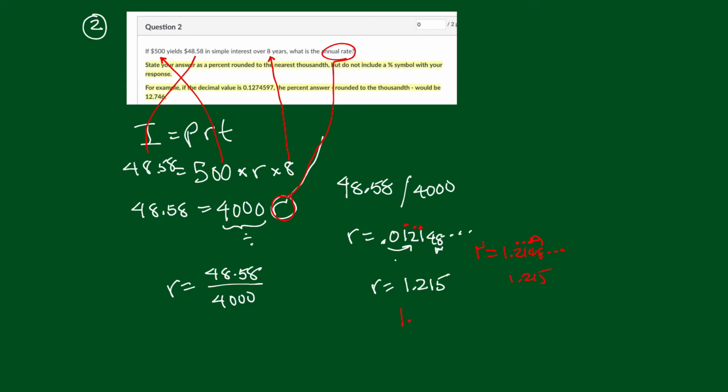So we're going to enter 1.215, and it says not to put the percent sign. So that's how I'm going to do that. So I need to know the simple interest formula, which is I equals PRT.